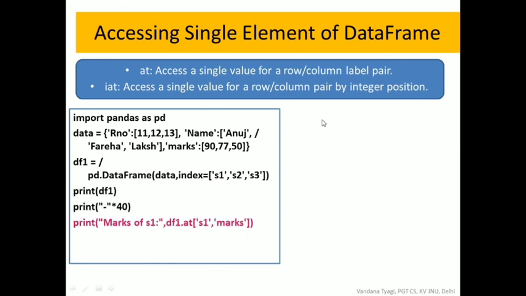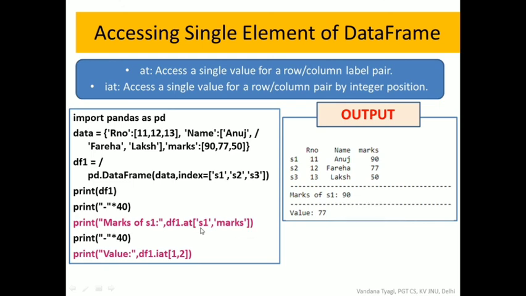We create the data frame first. Then we write df1.at s1 marks, so student 1 marks. df1.at means from that place you pick up what is at s1 marks, and it gives a single answer. Similarly, for IAT we specify 1 and 2. We are not specifying labels here; we specify integer positions. So s1 marks, this is s1, this is marks. So s1 marks means 90.